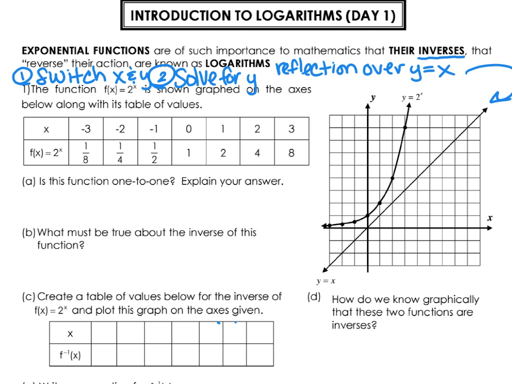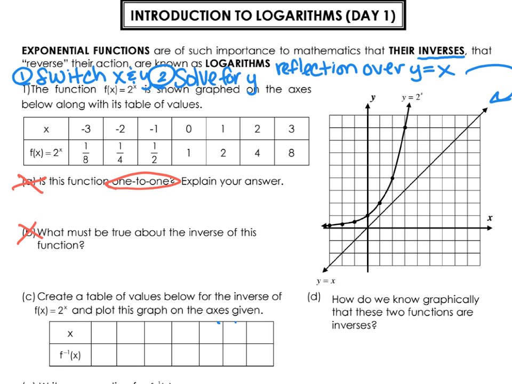So in number 1, it says that f of x is equal to 2 to the x is shown graphed on the axes below along with its table of values. Part A wants to know, is this function 1-to-1? We never talked about 1-to-1 this year, so we're going to go ahead and skip this question. Part B says, what must be true about the inverse of this function? This goes hand in hand with part A, so we're going to skip that as well. Part C, that part we can do.